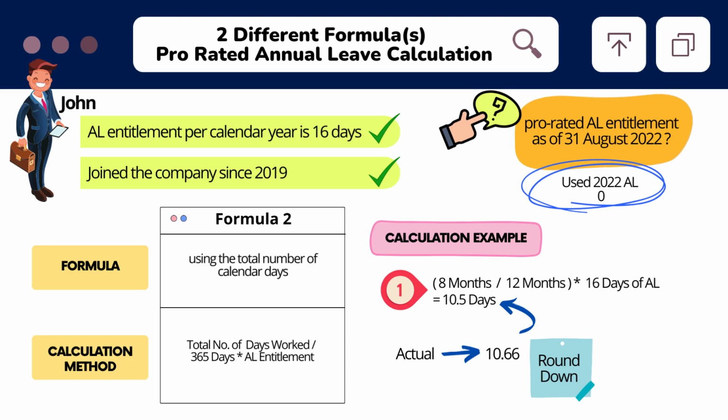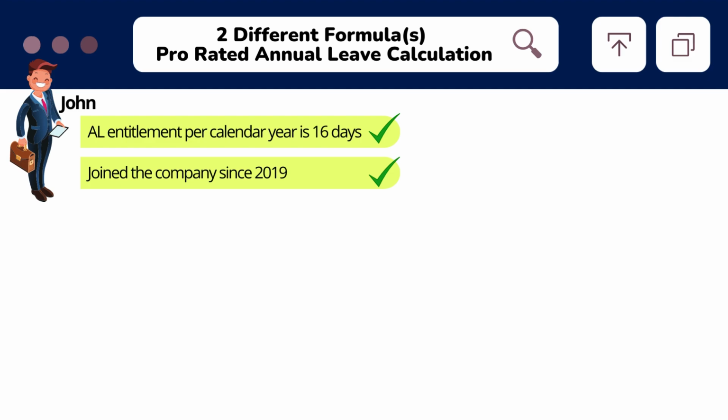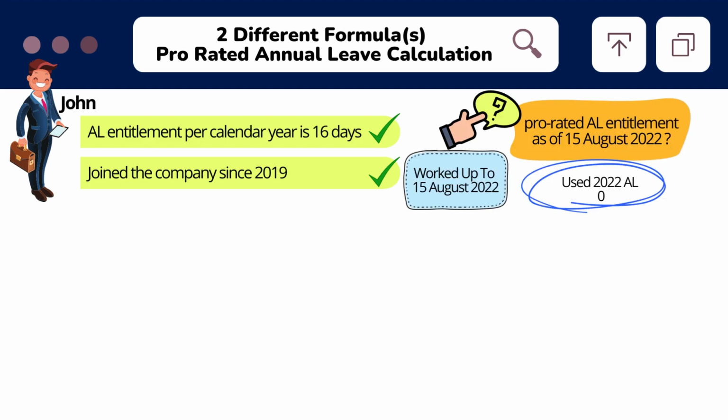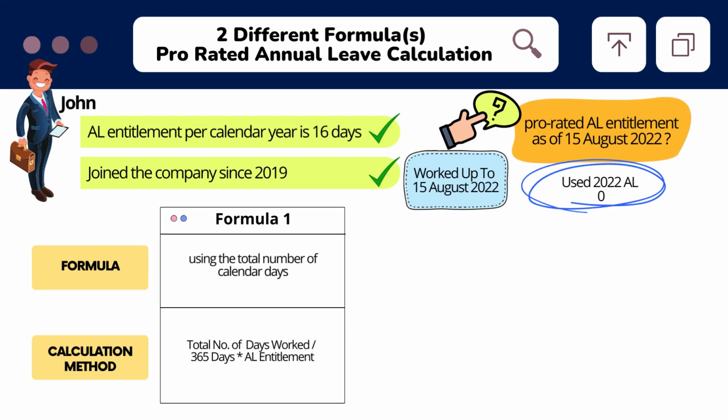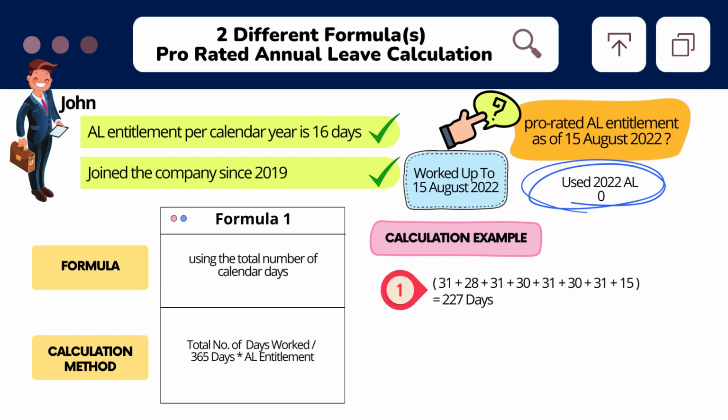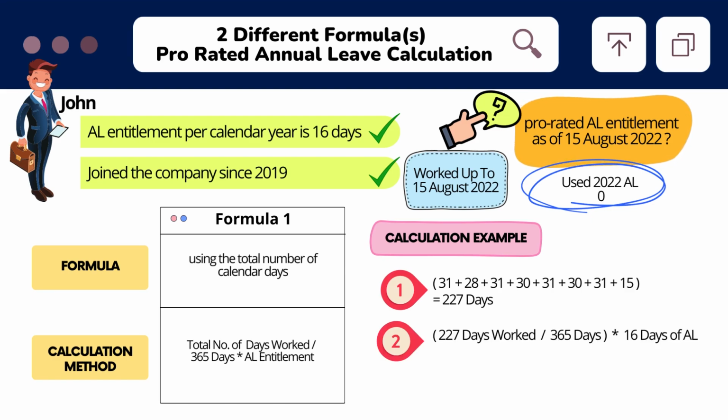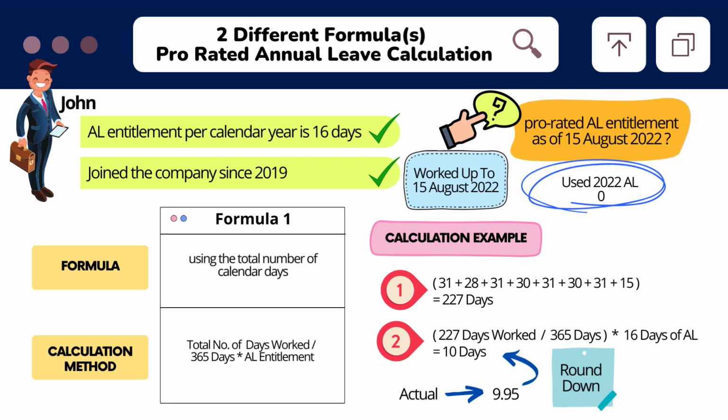Now, let's deep dive into a slightly more complicated situation. Assuming John has not completed his full month of August, and he only worked up to August 15, 2022, how do we calculate his prorated annual leave entitlement? If using formula number 1 of worked calendar days, this will be easier to calculate because you just need to add all the days up to the 15th of August, which is 227, divided by 365 calendar days, times John's entitlement of 16 days. The result is 10 days. The actual number is 9.95, which will round up to 10 days.